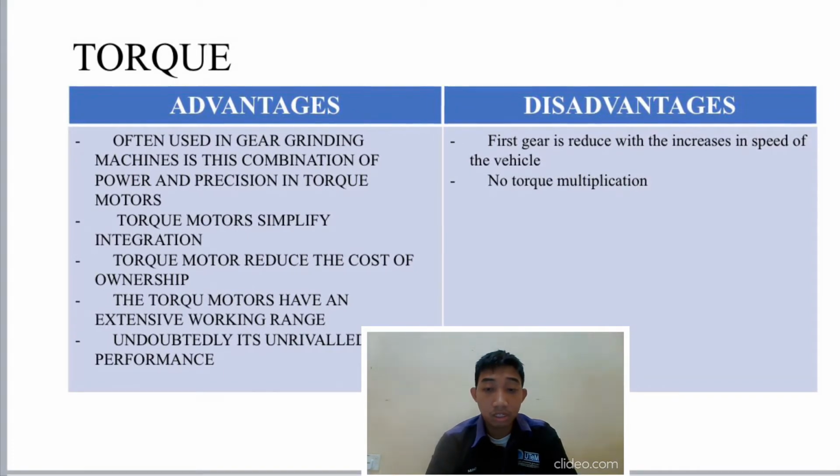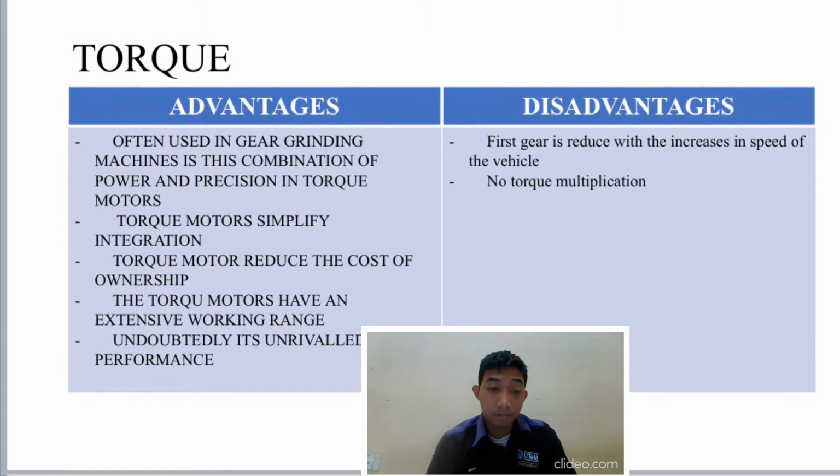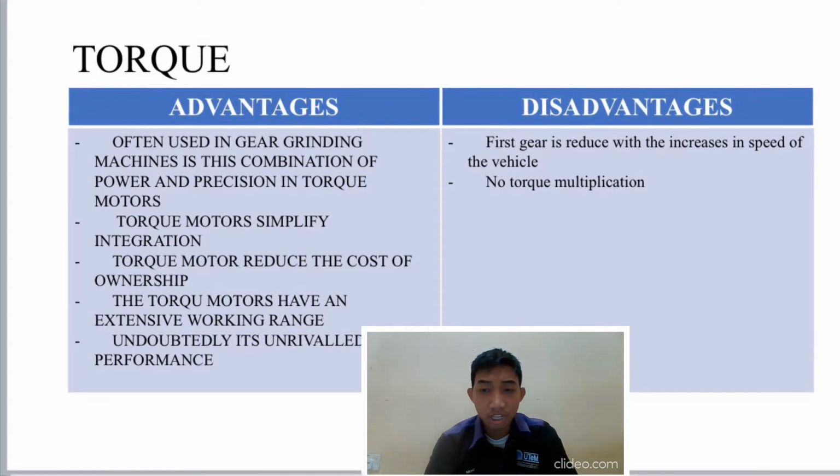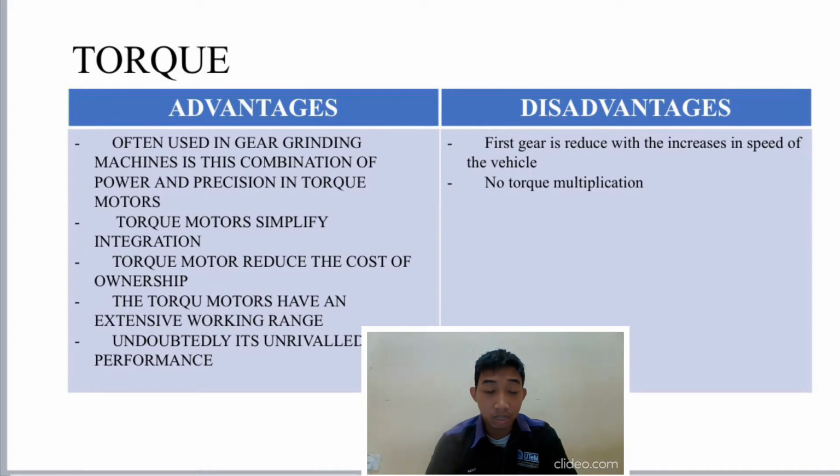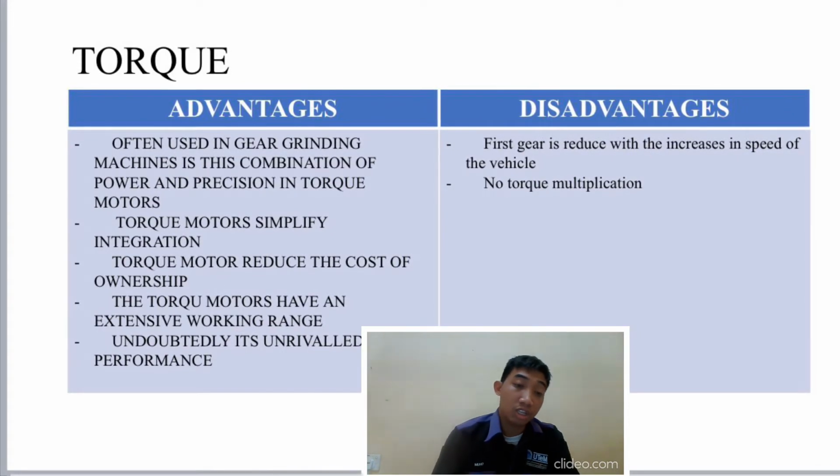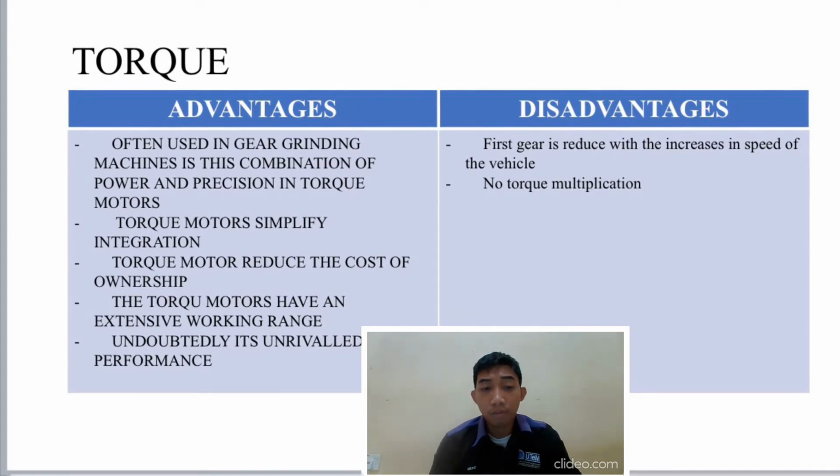Fifth, undoubtedly, is unrivaled performance. For the disadvantages, first, the gear ratio is reduced with the increase in speed of the vehicle. Then, there is no torque multiplication in 3 or 4 combination.